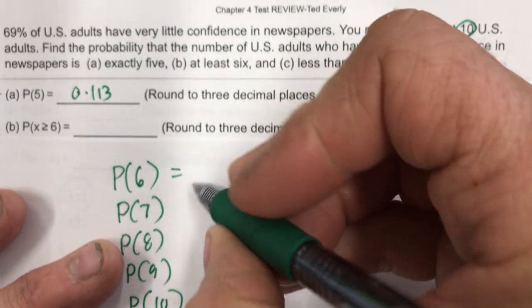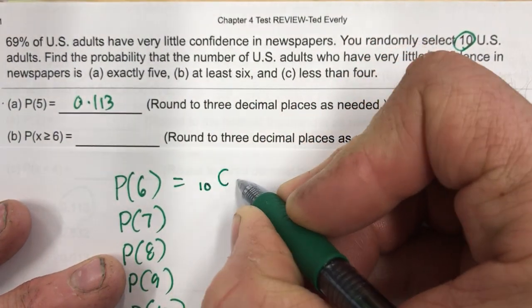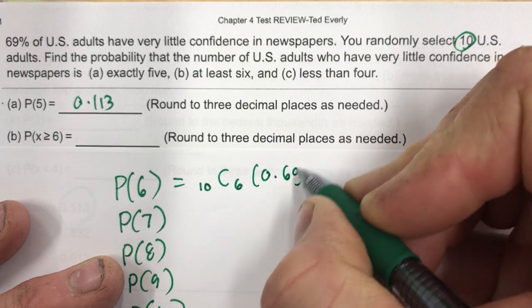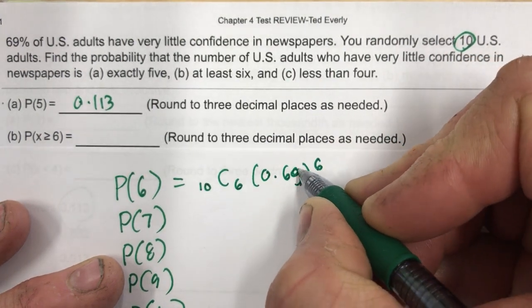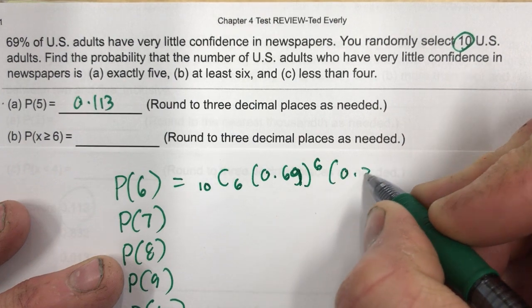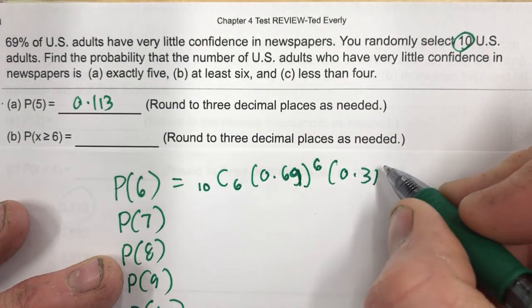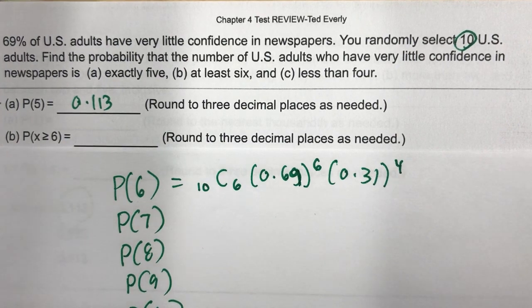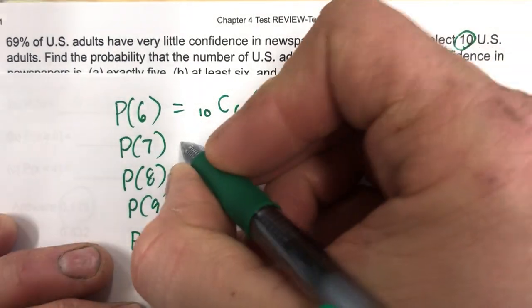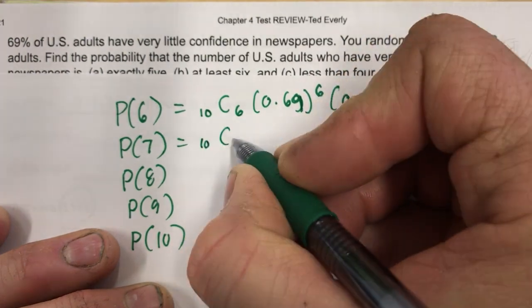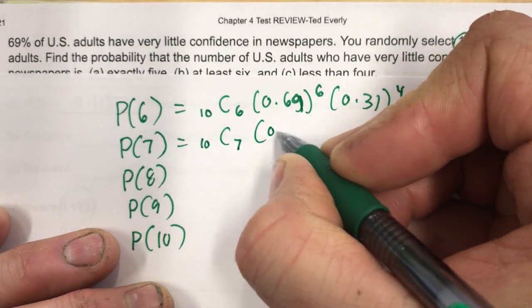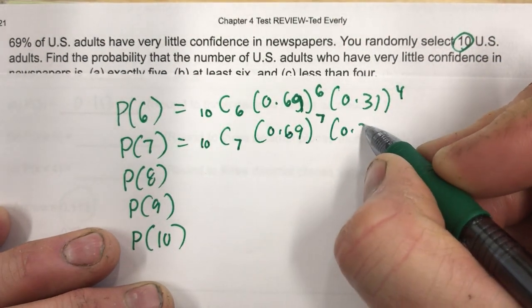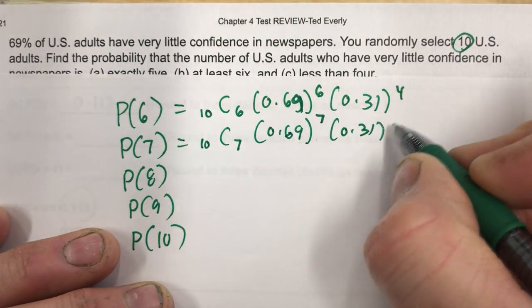Now, this is going to be 10C6, and it's going to be 0.69 to the 6th power and then 0.31 to the 10 minus 6 power, which would be 4. That's the probability of 6. The probability of 7 is going to be 10C7, 0.69 to the 7 power, 0.31 to the 10 minus 7, which would be 3 power.